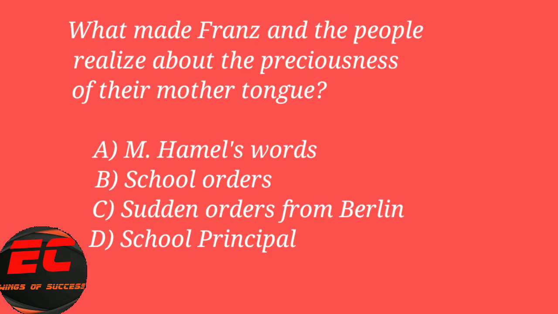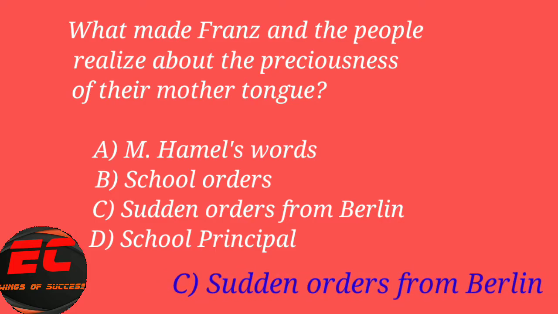Next, what made Franz and the people realize about the preciousness of their mother tongue? Four options. Option A, M. Hamel's words. Option B, school orders. Option C, sudden orders from Berlin. Option D, school principal. So the correct option is option C, sudden orders from Berlin.